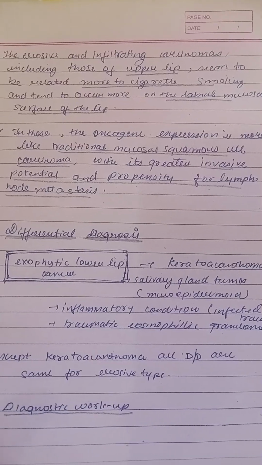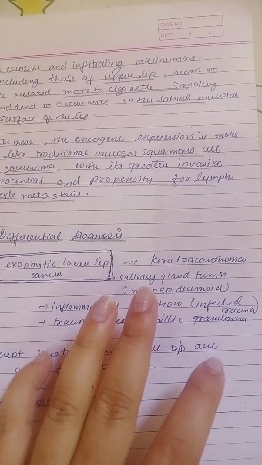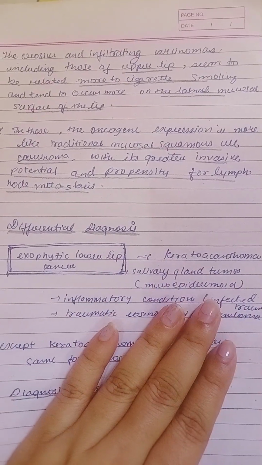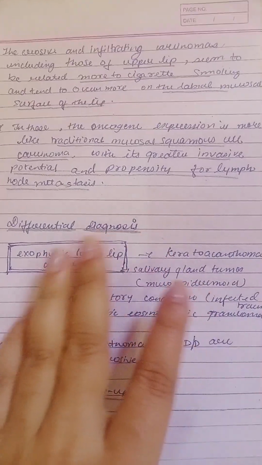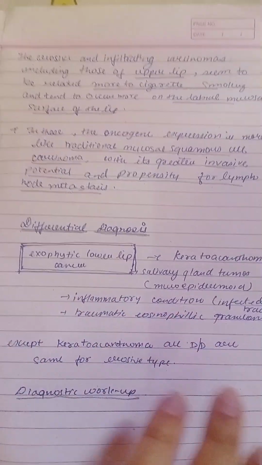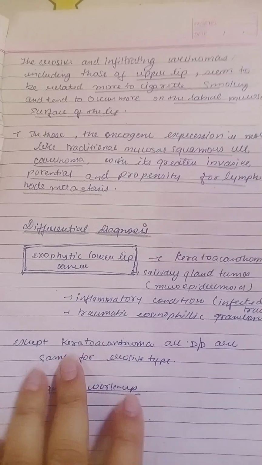And for the invasive one, all these are the differential diagnoses, like salivary gland tumor and inflammatory conditions, except keratoacanthoma. Keratoacanthoma is the only differential diagnosis specific to exophytic lower lip cancer. So except keratoacanthoma, all differential diagnoses are the same for the erosive type.